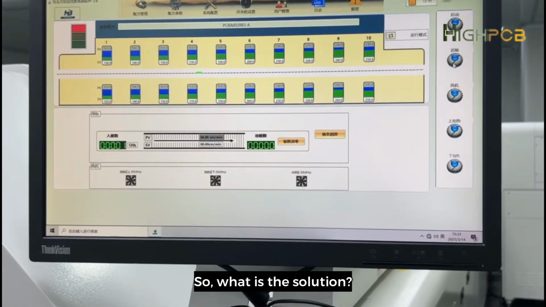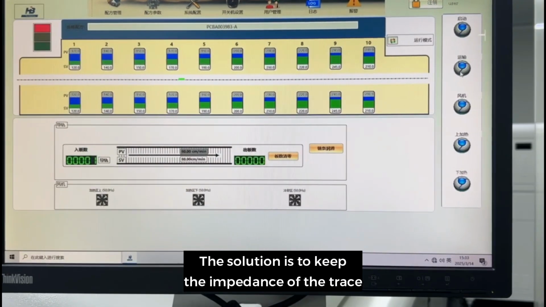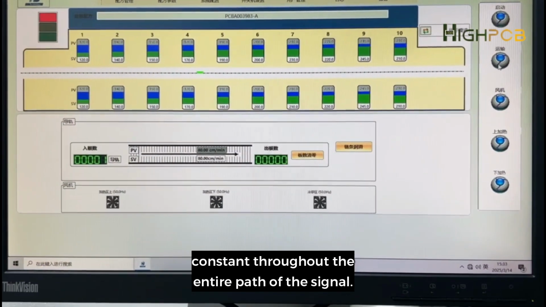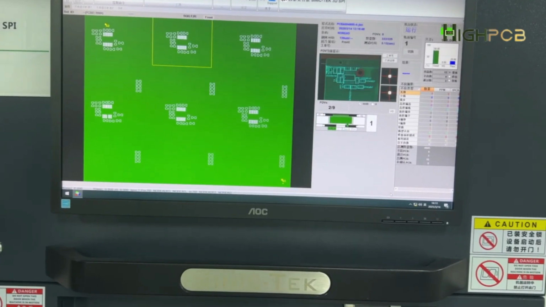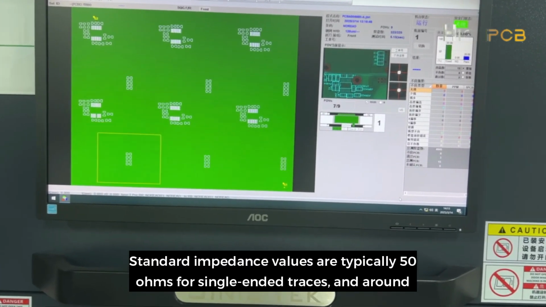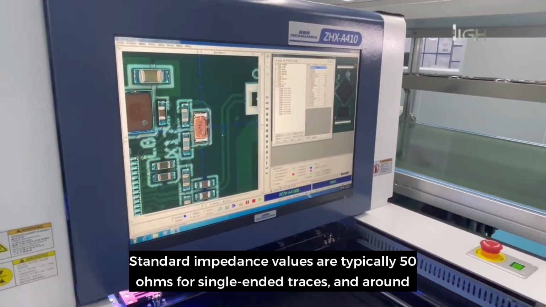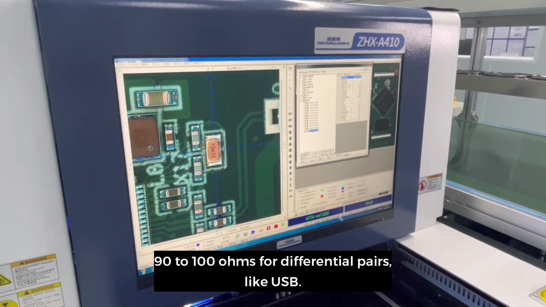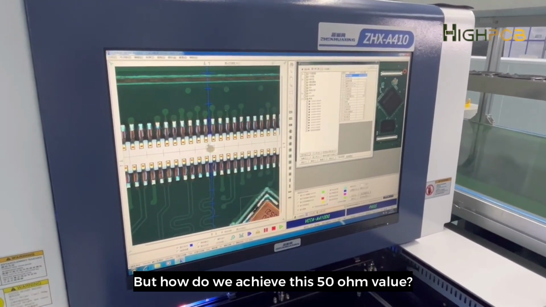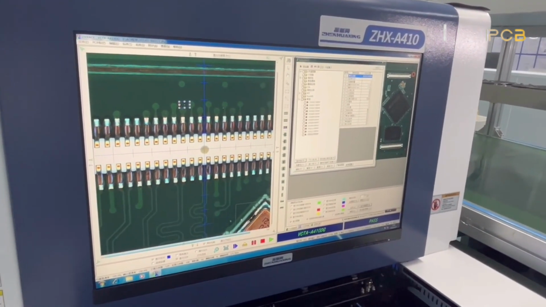So, what is the solution? The solution is to keep the impedance of the trace constant throughout the entire path of the signal. We call this controlled impedance. Standard impedance values are typically 50 ohms for single-ended traces and around 90 to 100 ohms for differential pairs, like USB. But how do we achieve this 50 ohm value?